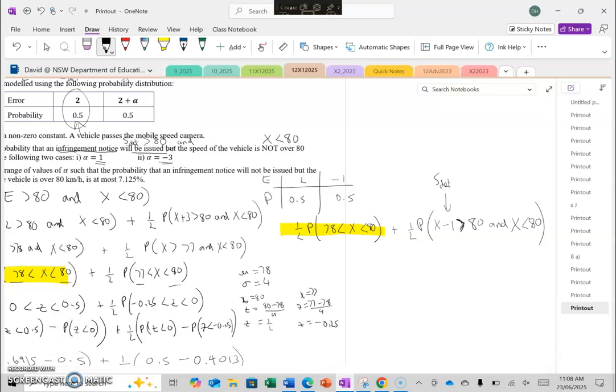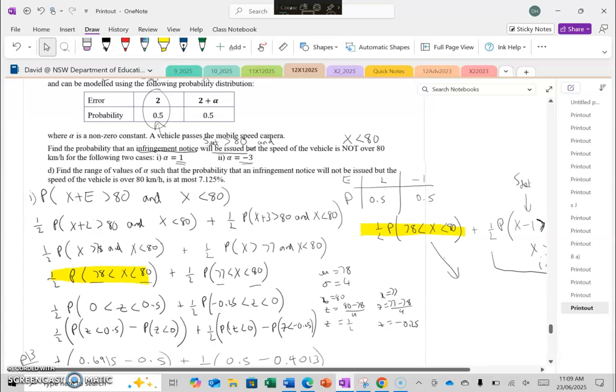Convince yourself that these two things don't work together, because this would represent x being greater than 81 and at the same time x being less than 80. That's impossible. So the probability of that happening is just 0. So that term becomes 0. That's kind of nice. Okay, so the question just becomes this particular term here.